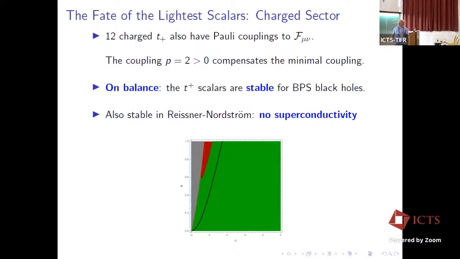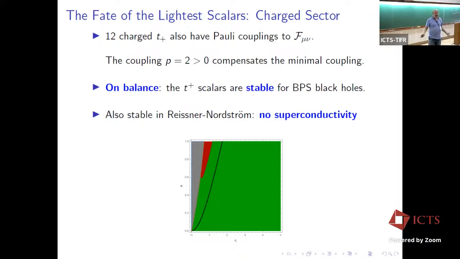So what happens in the charged sector? My 12 T pluses, they had two things. They had my m squared equal -4. That was kind of bad. Then they had minimal couplings, which was bad down here with the Reissner-Nordstrom, but good up here. Then they had Pauli couplings F mu nu, which were the other way around.